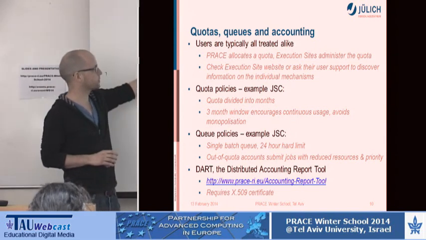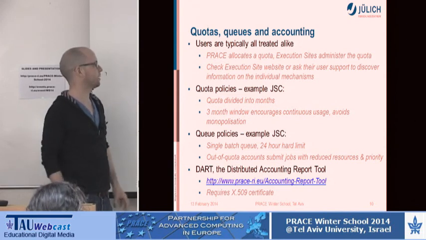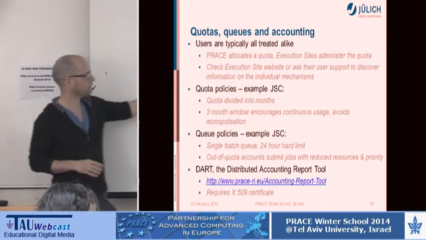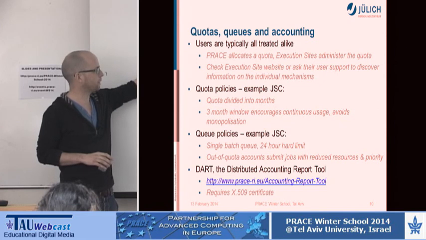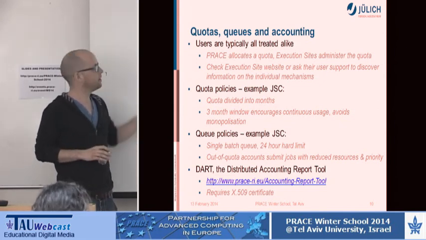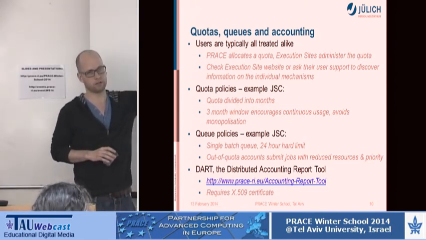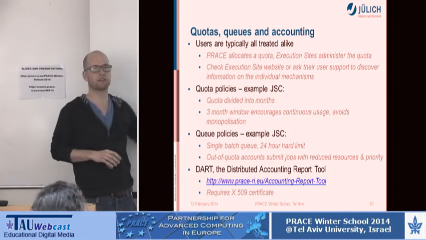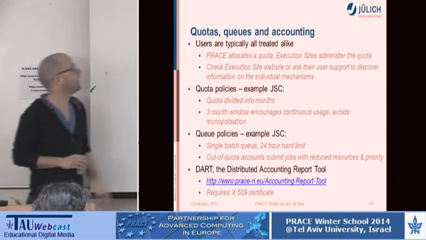That's the quota policies. In terms of the queues, I can give you an example from Jülich, but they do definitely vary from place to place. We just have a single batch queue. Everybody has the same priority, and there's a 24-hour hard limit on jobs. When I say we have a single batch queue, that's for people with quota. We actually have an out-of-quota system as well. Their priority is much lower, and they have reduced access to the resources as well. So when you've used up all your quota within a particular period, you can still submit jobs, but they're lower priority, and you can't access the same amount of resources.